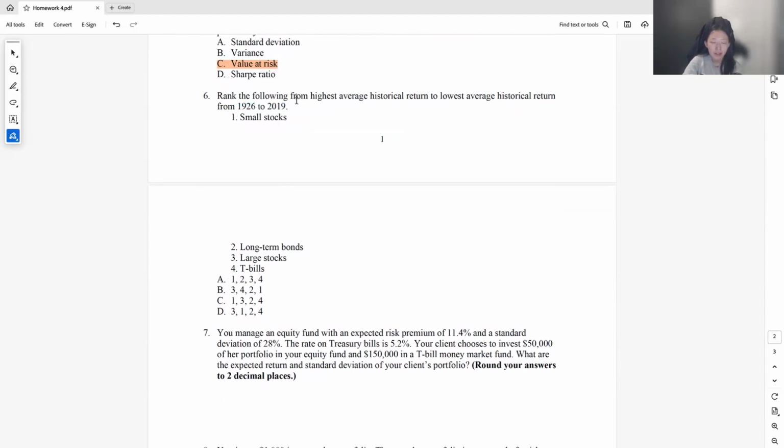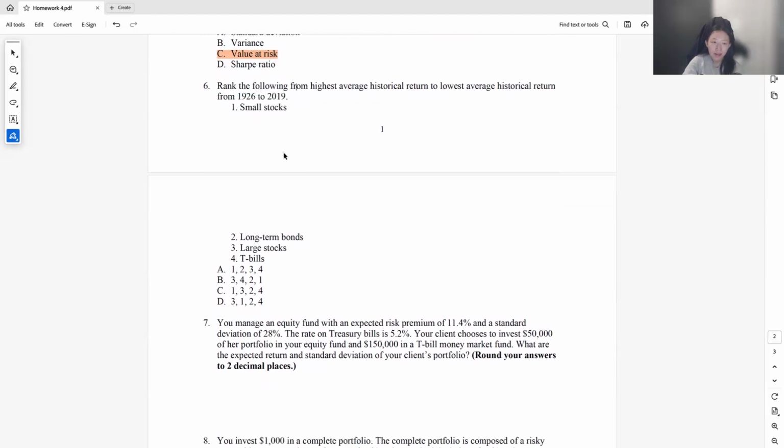And 6, rank the following from highest average historical return to lowest average historical return from this time period. So you may now have a better idea of lower risk assets. And we're starting from the risk-free asset first. So we saw that now I'm able to see the risk-free asset T-bills here. So that will be definitely number fourth here. So eliminating B. And the second lowest risk is probably bond relative to stocks. So number two is four, number three is two. So we have 4 and 2 here, going from my right-hand side to left-hand side.